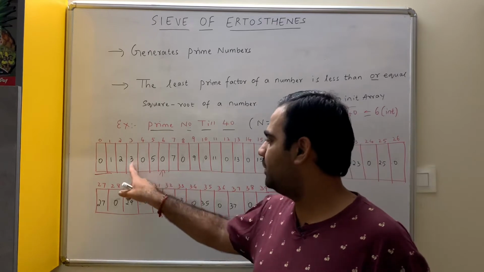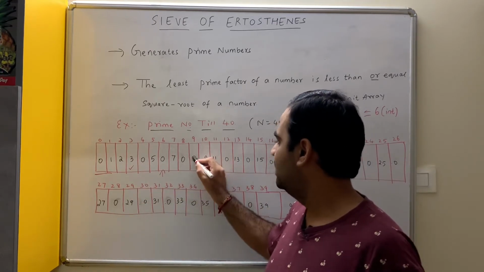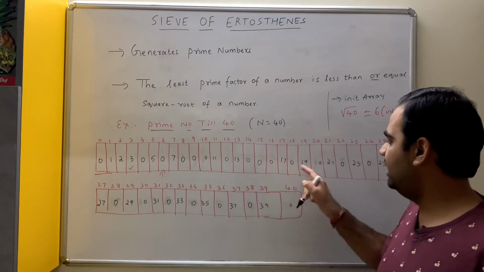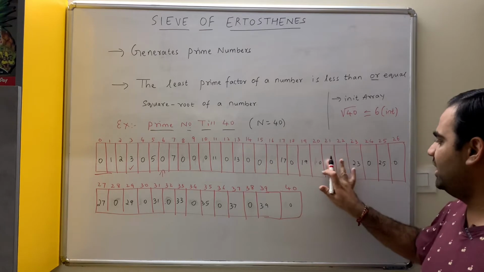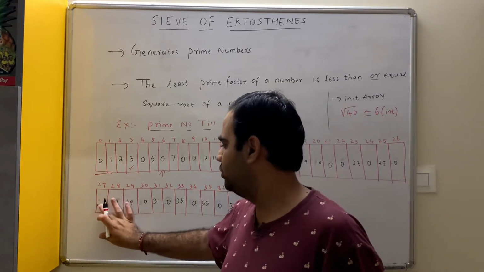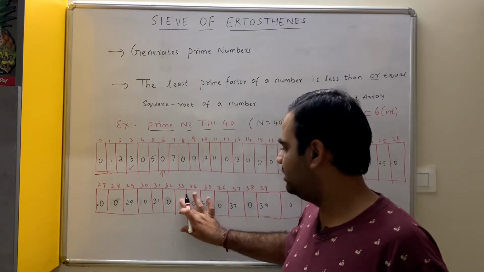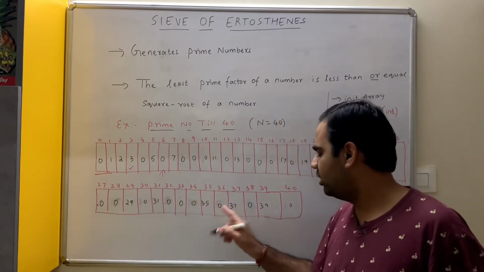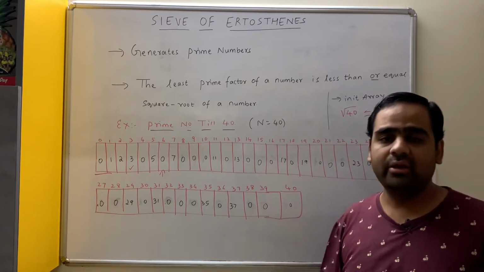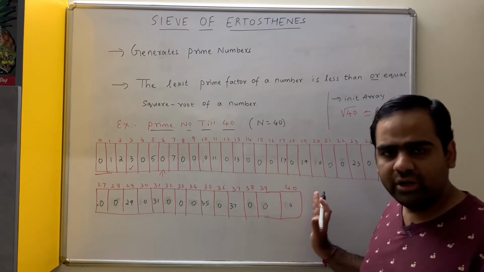Now what are the multiples of 3? 6, which is already 0. 9, make it 0. 12 is already 0. 15, make it 0. 18 is already 0. Make 21 0. 24 is already 0. Make 27 0. 30 is already 0. Make 33 0. 36 is already 0, make 39 0. Whatever is 0 cannot be a prime number. Is it done? There is no entry called 42, we leave it.